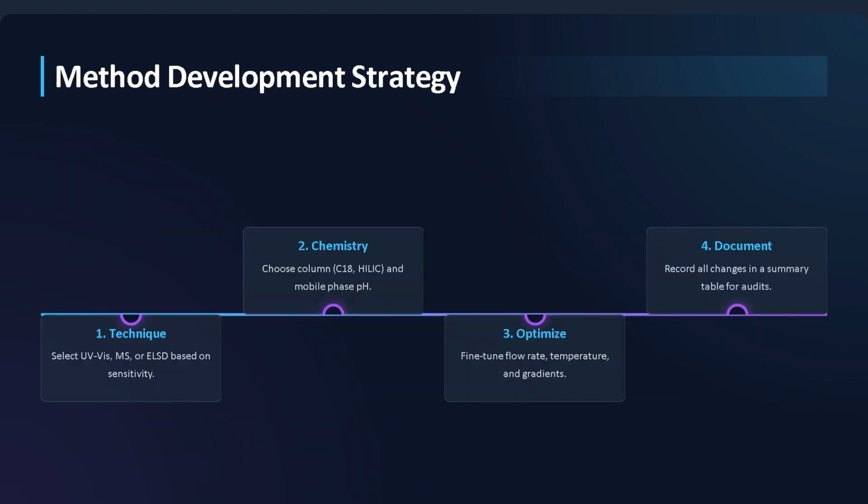If there's one parameter that can make or break your method, it's specificity. Your method must clearly separate the API from impurities, degradation products, and excipients. Chromatographic separation should be clean and well resolved. But that's not enough. You also need peak purity assessment, ensuring no coelution using spectral comparison. And most importantly, forced degradation should prove that all degradation products form distinct, resolvable peaks. Because if your method cannot distinguish between components, it simply won't pass regulatory expectations.